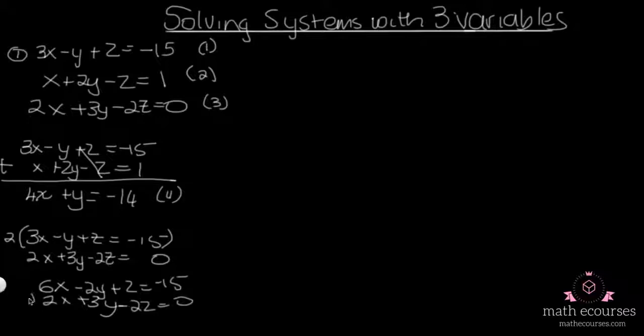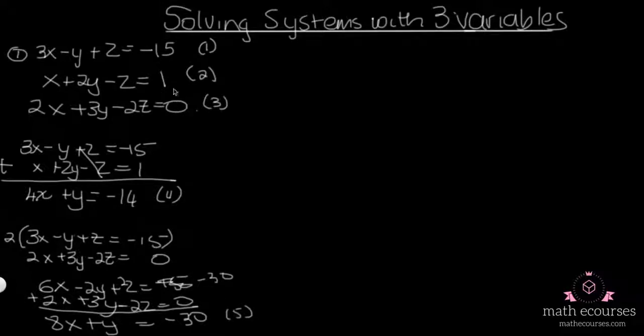Okay, so I'm ready to add. So here I would get 8x plus y. Oh, I forgot to put a 2 here. Wait, 3 times 2 is 6, times 2 times 2, and I also forgot to multiply that by 2, so that's a negative 30. Okay, so now I have 8x plus y equals negative 30. Okay, and let's call this equation 5. Okay, so hopefully you're following.